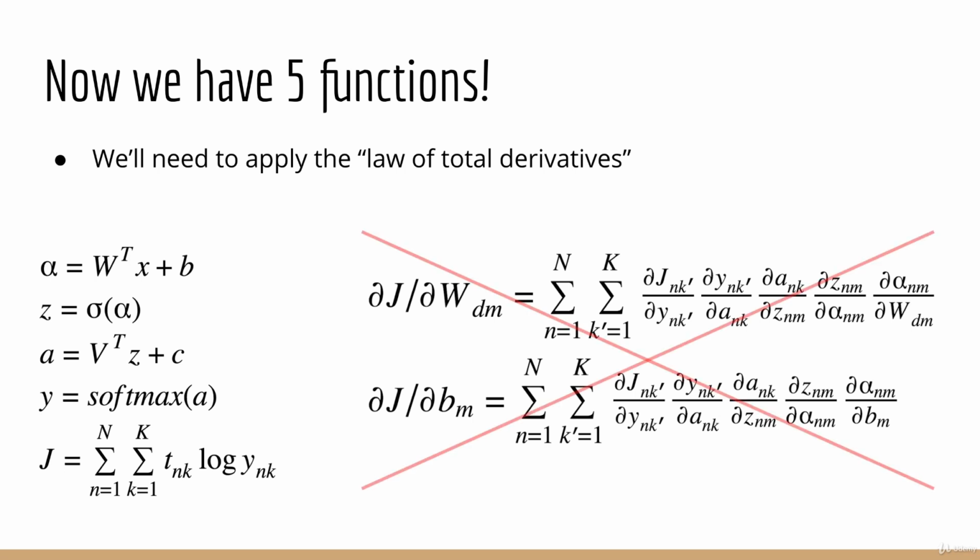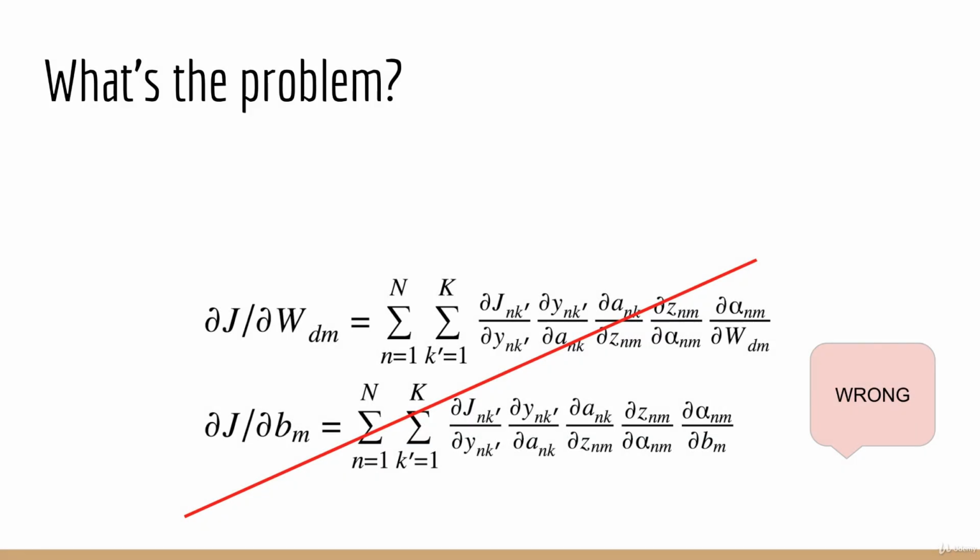What is difficult about this is the conceptual part. In particular, we have to apply what is called the law of total derivatives. So as we've written them down now, these derivatives are wrong. So what's the problem? If you recall, there's this part where we transition from k prime to k. But remember what I said about dummy variables. They exist inside the summation, but not outside.